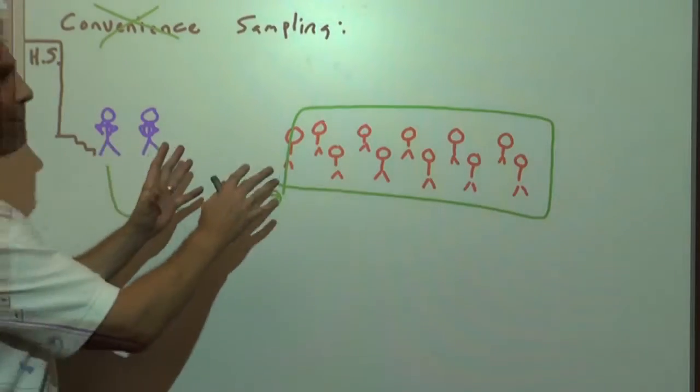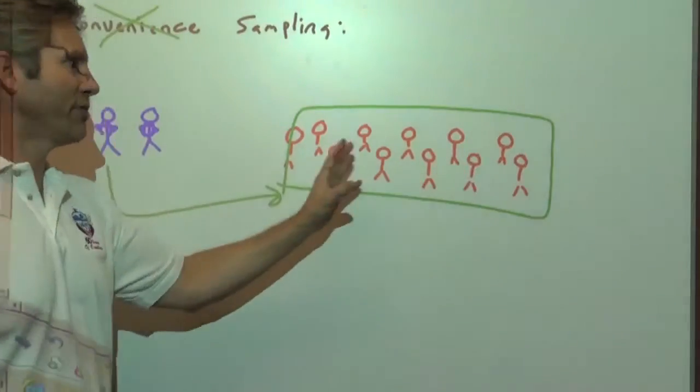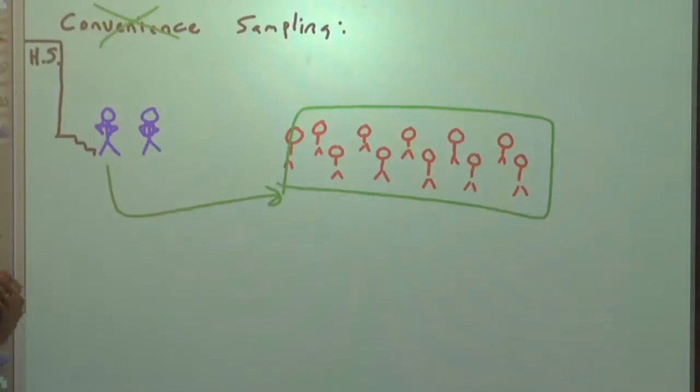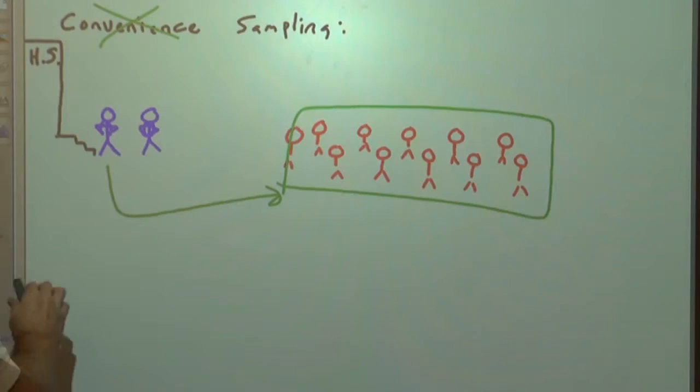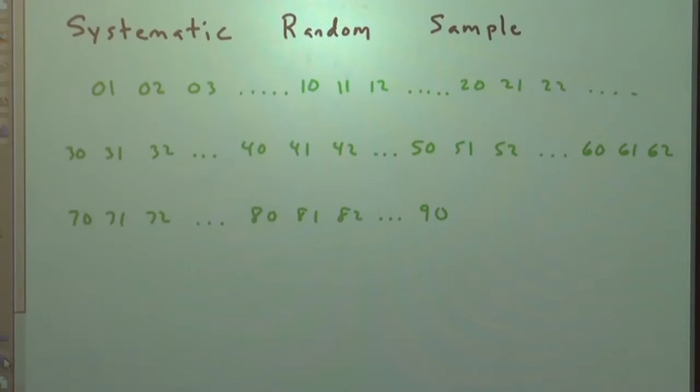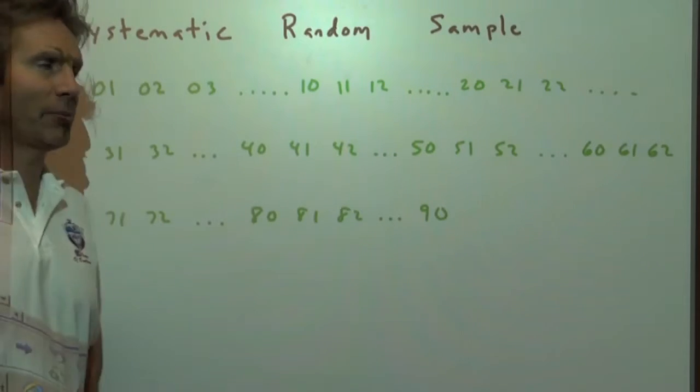So we're really getting a biased sample. We're hearing from more of the seniors and we're ignoring the sophomore and freshman students. It's not a good cross-section, so convenience sampling is garbage. The last one is the systematic random sample.